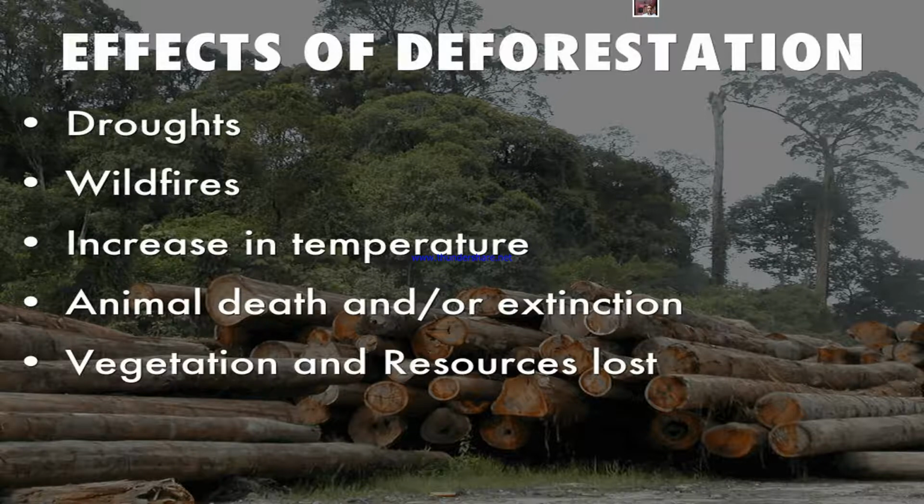Animal death. Obviously, some animals depend on a particular forest. In those forests, there might be some plants, some fruits, some leaves, monkeys, deer living in these forests. Once these trees are cut down, what will they eat? How will they live? So they will gradually and slowly die. Or, in other words, we use the term become extinct.